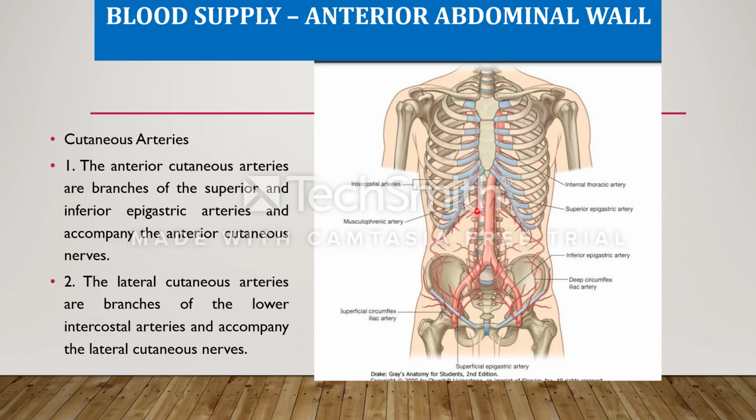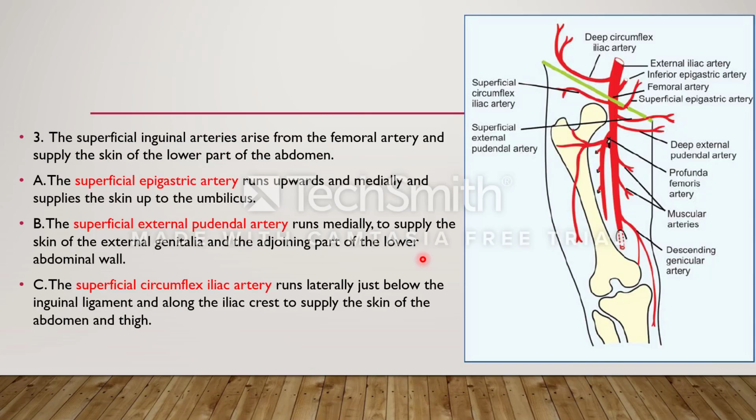There are the internal mammary or the internal thoracic arteries. See here, these are the internal thoracic arteries. They give the superior epigastric artery. These are the anterior cutaneous arteries. There are some intercostal arteries also, which are the lateral cutaneous arteries. See here, these are the lateral cutaneous arteries, which are the branches of the intercostal arteries. Now there are some superficial inguinal arteries also, which are the branch of the femoral artery. This is external iliac, this is femoral artery.